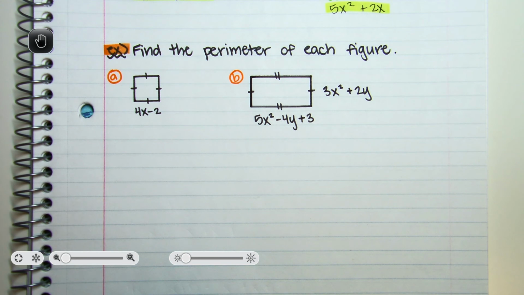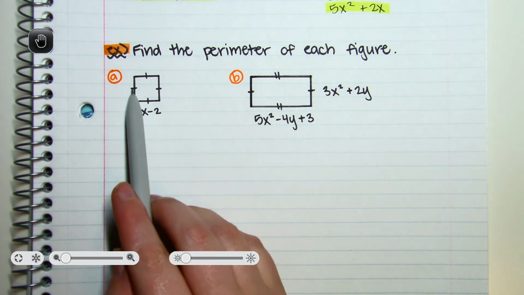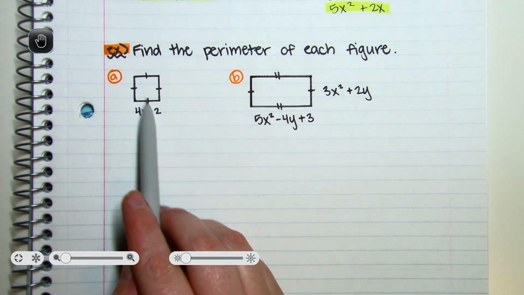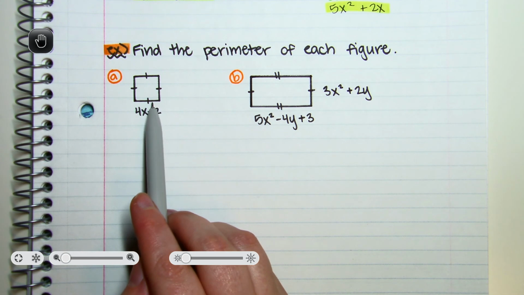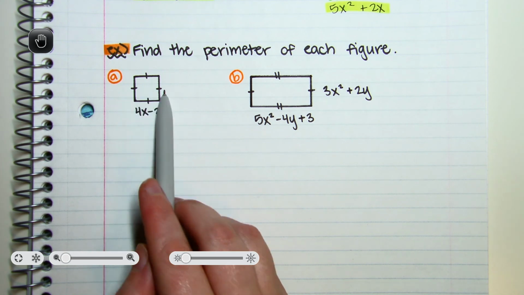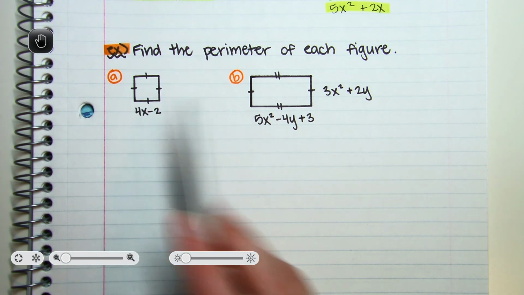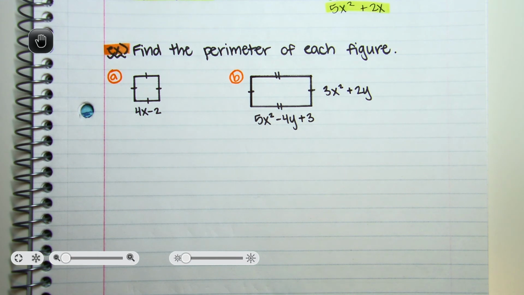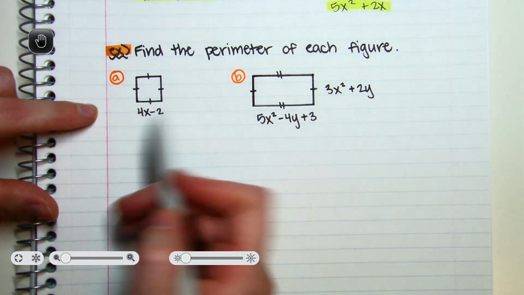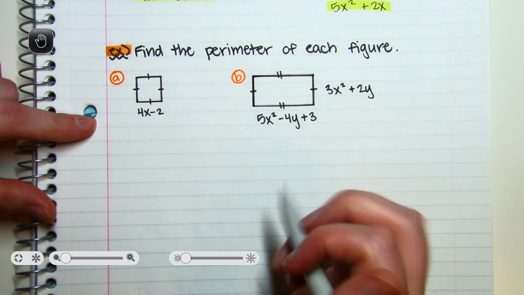And I also want to point out these little tick marks on the sides. That means that all 4 of these sides are equivalent or equal. They're all the same. So all 4 of these sides are 4x minus 2. So you have 2 options for how you can do this. You can either say, okay, I have 4x minus 2.